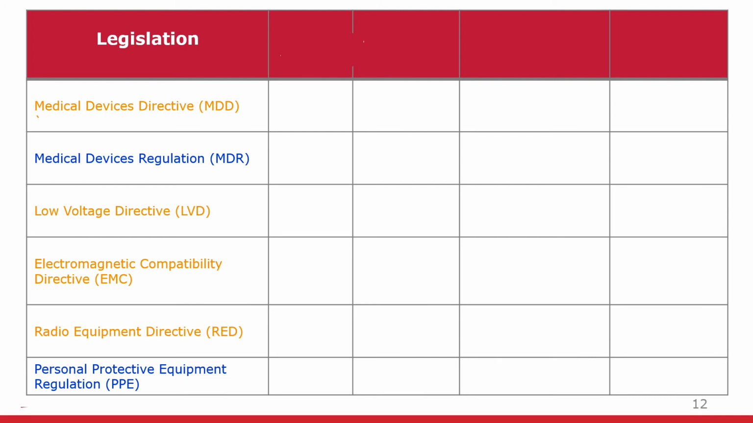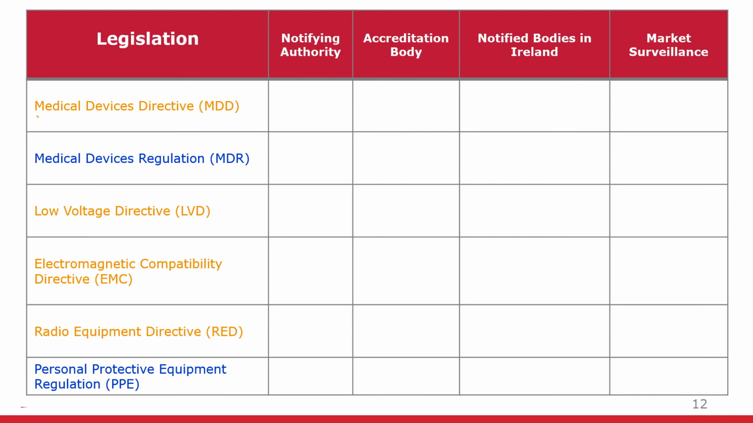Here is a quick summary of the notifying authorities, accreditation bodies, notified bodies located in Ireland, and market surveillance authorities for the directives and regulations referenced in this presentation. The HPRA is the designating authority for all medical device regulations. It accredits notified bodies for medical devices and carries out market surveillance, including auditing on medical device manufacturers. NSAI is the only notified body in Ireland for medical devices.